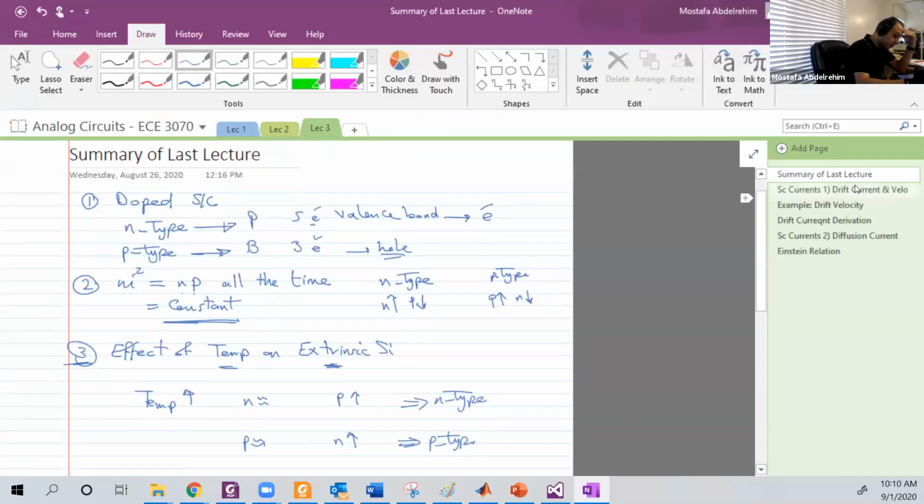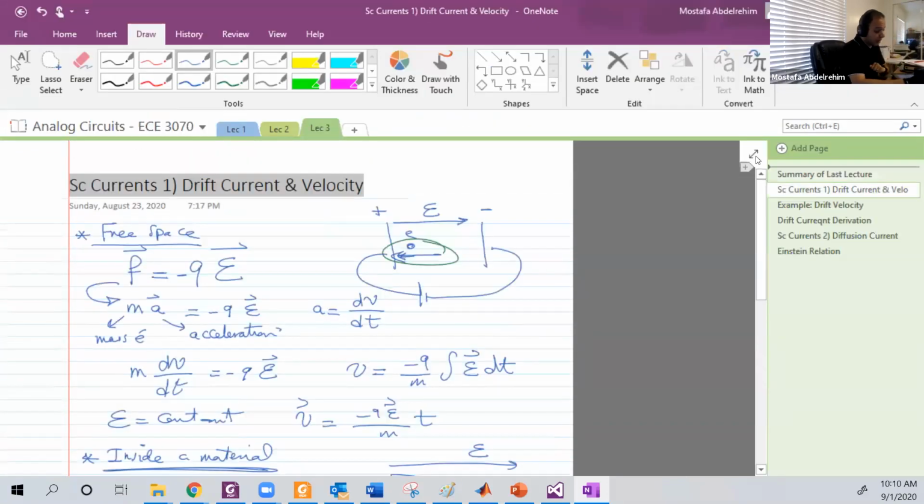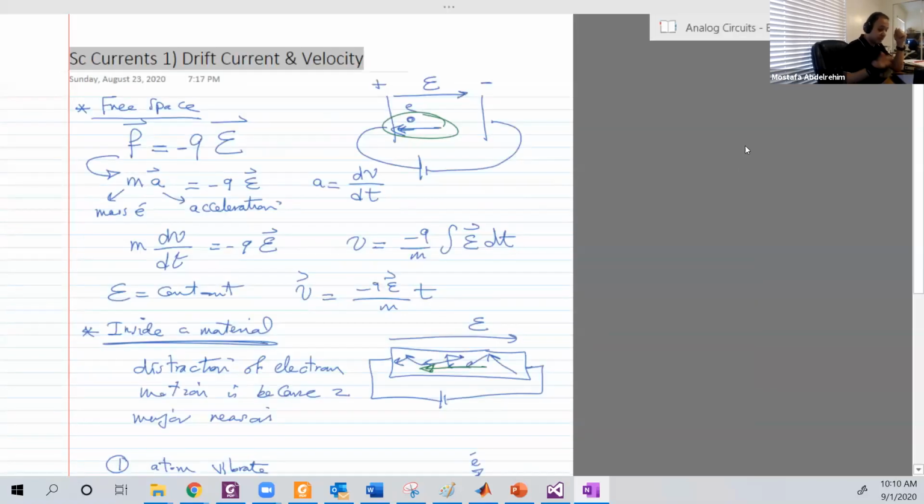We also talked about the types of currents in semiconductor, and we mentioned the first type of current, which is the drift current. We said that in the ideal situation in free space, where there is no material, if you have just an electron in free space, it will move under electric field based on these equations. But in material, it's different.